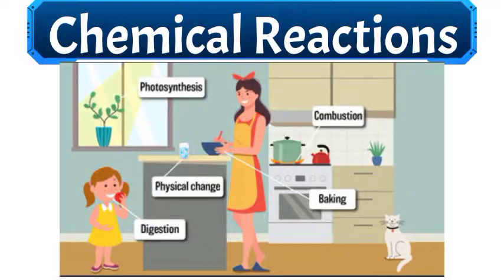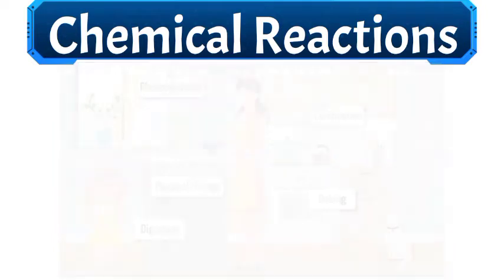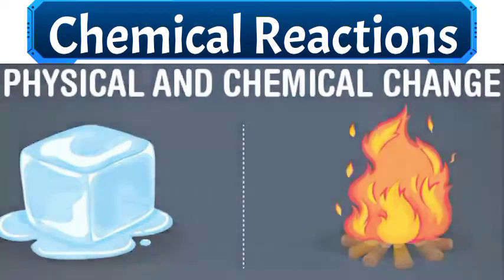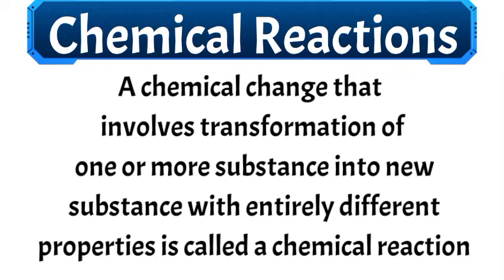Chemical reactions. We have learned that different types of changes take place in our surroundings. These changes may be chemical or physical. A chemical change that involves transformation of one or more substances into new substances with entirely different properties is called a chemical reaction. So what happens in a chemical reaction?